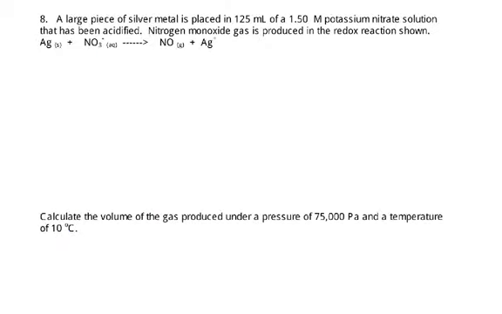All right, let's go to number 8. It says a large piece of silver metal is placed in 125 milliliters of 1.50 molar potassium nitrate solution that has been acidified. Nitrogen monoxide gas is produced in the redox reaction shown. We want to calculate the volume of gas produced under a pressure of 75,000 pascals and a temperature of 10 Celsius.